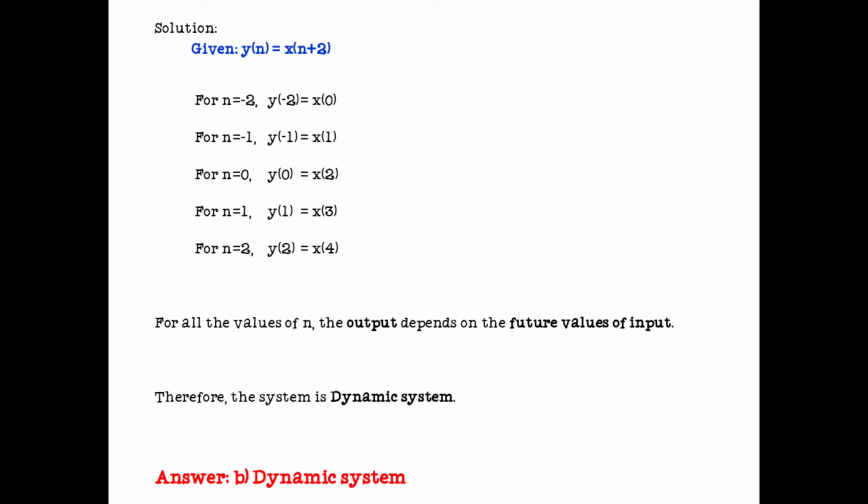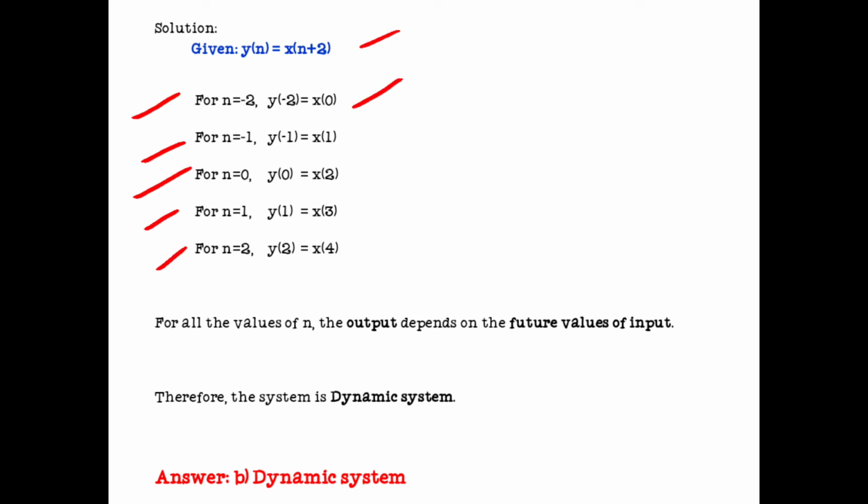So the given system is y of n equal to x of n plus 2. You take different values of n. You take some negative values, you take some positive values, you can take 0 as well. So you substitute in the place of n. So what will be the expression? Y of minus 2 is equal to x of minus 2 plus 2. So minus 2 plus 2 you will get x of 0.